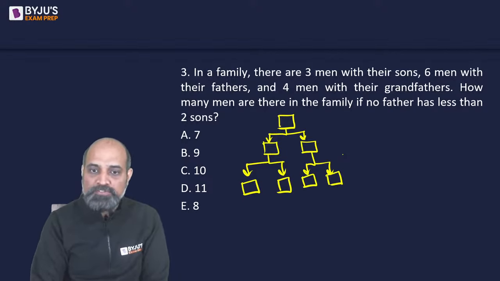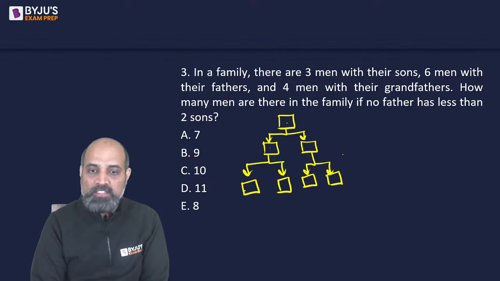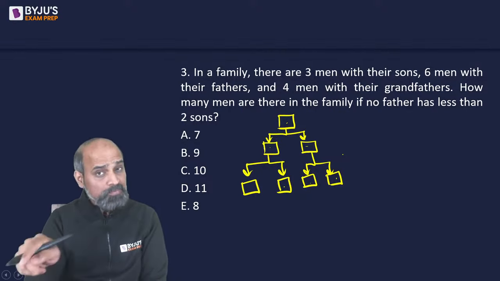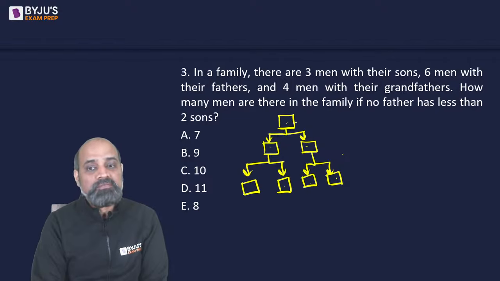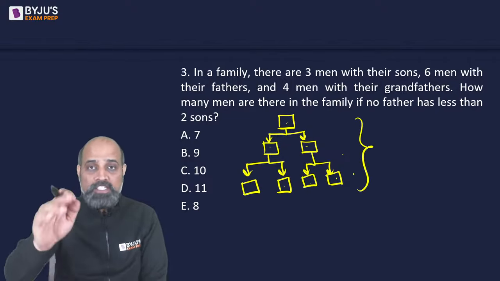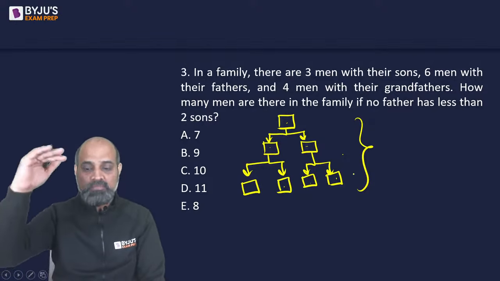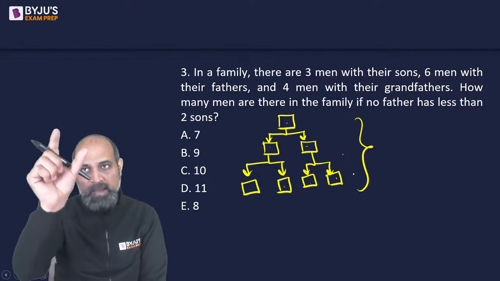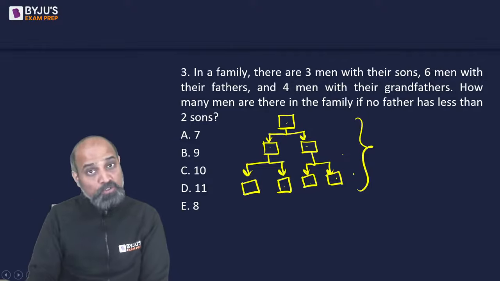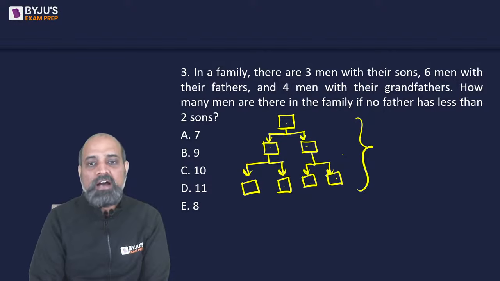So can we say we have three men who have sons? Six men who have fathers: 1, 2, 3, 4, 5, 6. Six men have fathers. And four men have a grandfather, right? If I draw this binary structure, like the binary one in multi-level marketing, it is something similar. One man has two sons and each son has two further sons. So how many men are there in the family?